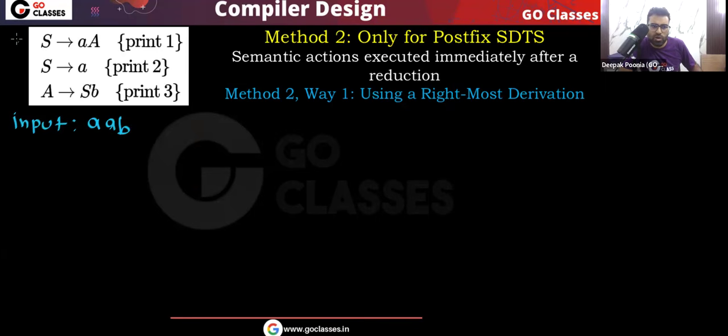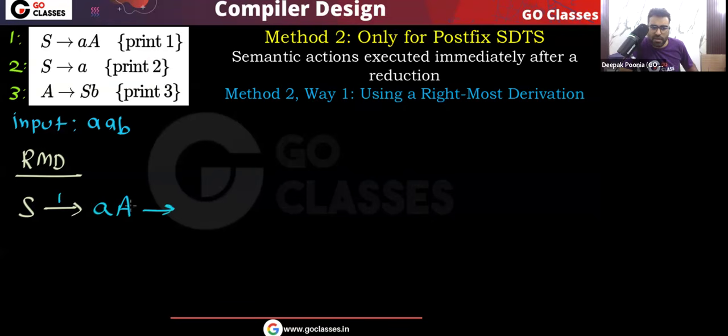Let me number the productions. Let me call this production 1, production 2, production 3. Now let's create the rightmost derivation. The rightmost derivation will start from the start variable. From the start variable we apply production number 1, S goes to A. Then we only have one non-terminal, so we need to expand it. There is only one A production, so we have to apply production number 3.